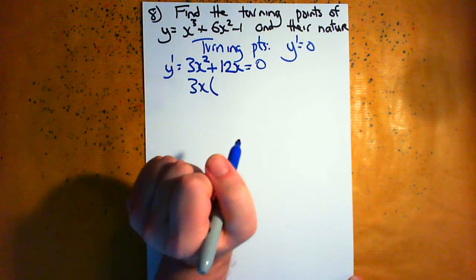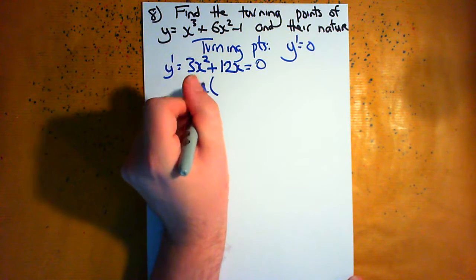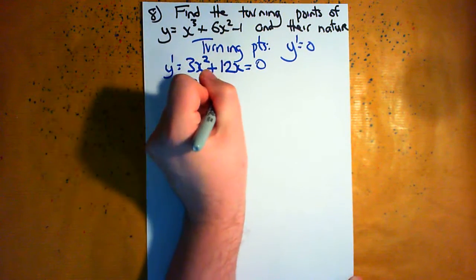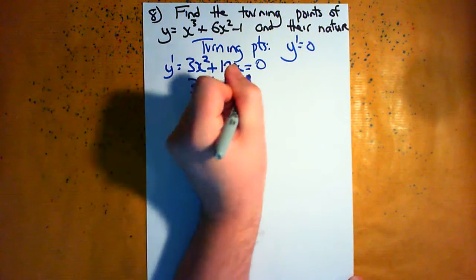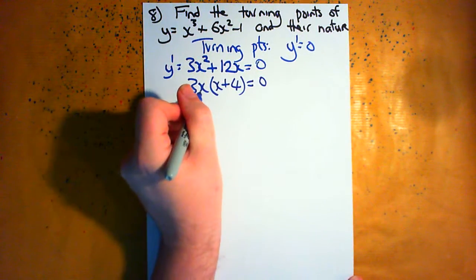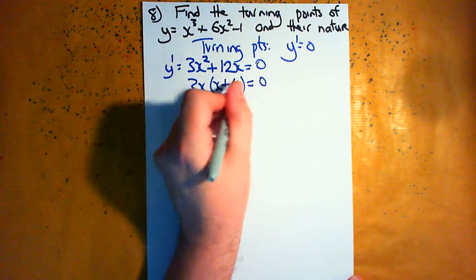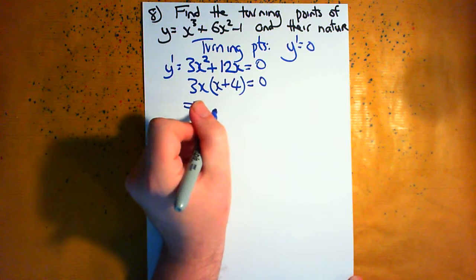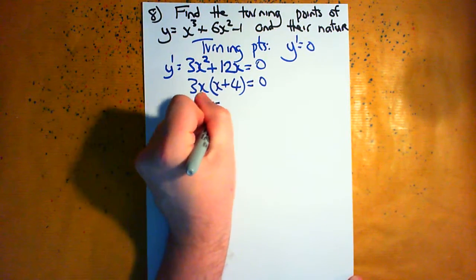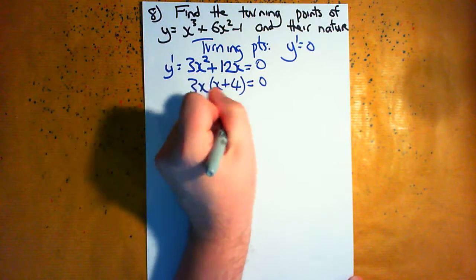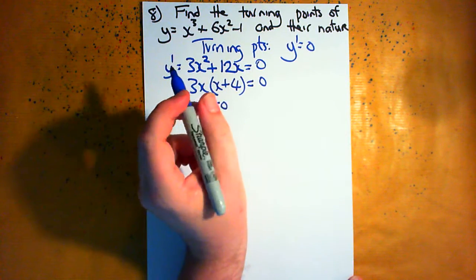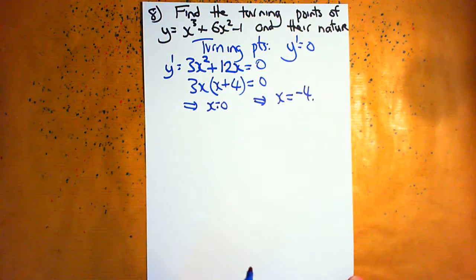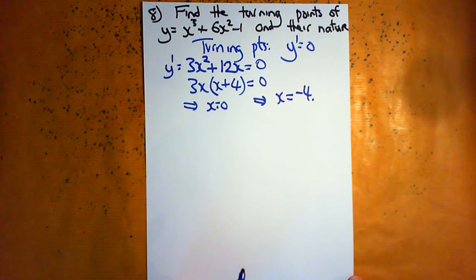So if we take out that factor of 3x, then we've got 3x times x gives us 3x squared, and 3x times 4 is 12x. So either 3x equals 0 or the bracket equals 0. So therefore, if 3x equals 0, we can divide that by 3 to get x equals 0. And we can make the bracket 0, so x plus 4 equals 0 would imply that x equals negative 4. So we have our two values for x.